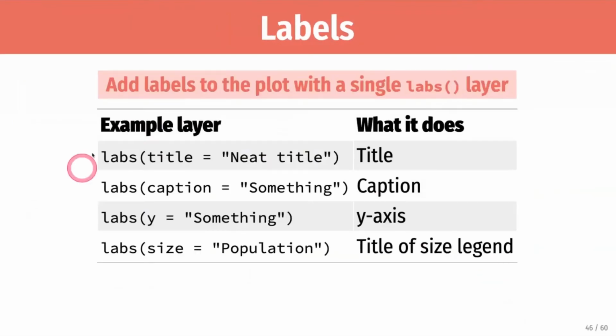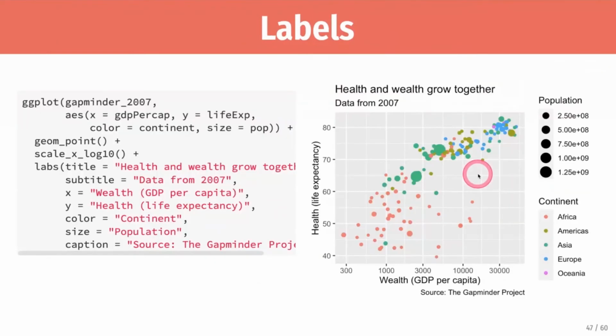Labels, you use this labs function, and that's how you add stuff to titles and captions and change the axis labels and things like that. So what you essentially get is something like this. Notice how we have labs, and then we have a whole bunch of different arguments in here for title, subtitle, x, y, color, size, caption. You can see where those all appear in this graph here. So we have title, subtitle, caption. The name over the different legends here is controlled by color and size here. So it lets you control all sorts of stuff.